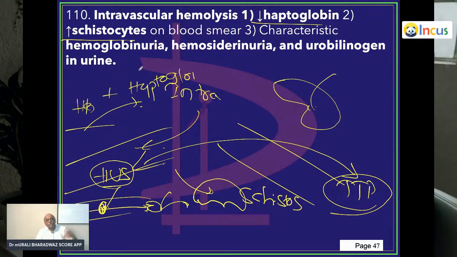Similarly, intravascular hemolysis, when the RBC breaks inside the blood vessel, releases hemoglobin, and that hemoglobin goes straight to the kidney and enters the urine. So hemoglobinuria, hemosiderinuria, and urobilinogen in the urine are all features of intravascular hemolysis. Let me tell you once more, doctor.